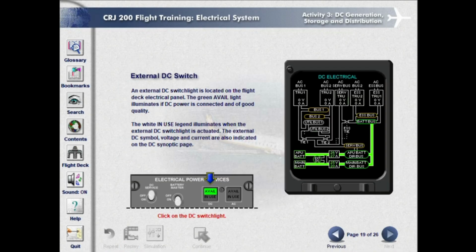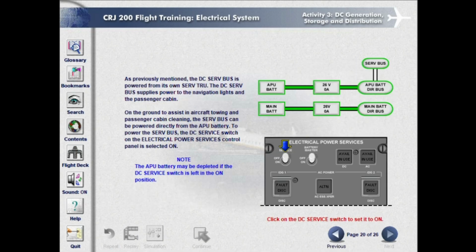External DC switch. An external DC switch light is located on the flight deck electrical panel. The green available light illuminates if DC power is connected and of good quality. The white in use legend illuminates when the external DC switch light is actuated. The external DC symbol, voltage, and current are also indicated on the DC synoptic page.